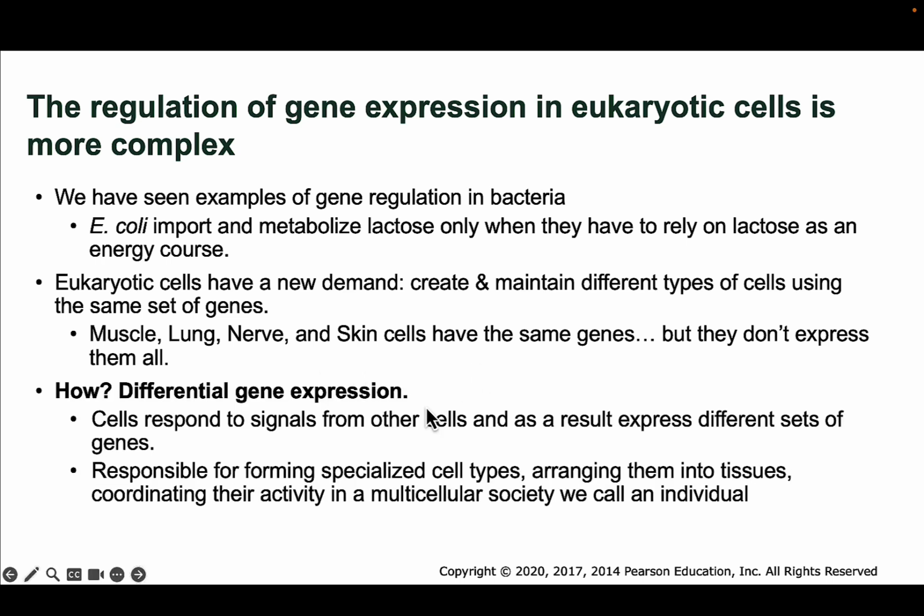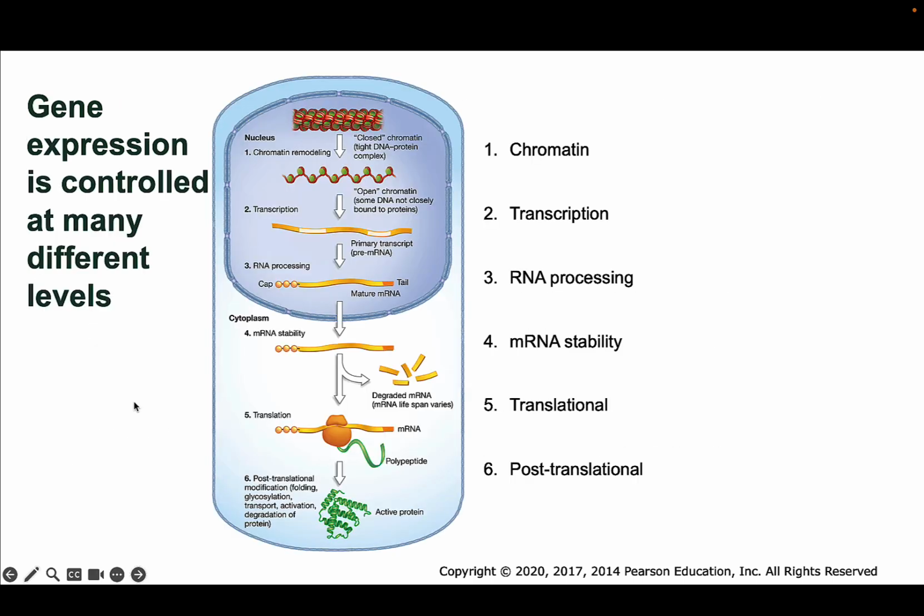So how do they do this? And the answer is differential gene expression. So what is differential gene expression? So differential gene expression occurs when cells respond to signals from other cells, and as a result of those signals, they express different sets of genes. And these different sets of genes are responsible for forming specialized cells, arranging those cells into tissues, and coordinating their activity in a multicellular society that we call an individual. And so this is a really important process, and we're going to take a deeper look at all the ways cells can engage in differential gene expression.